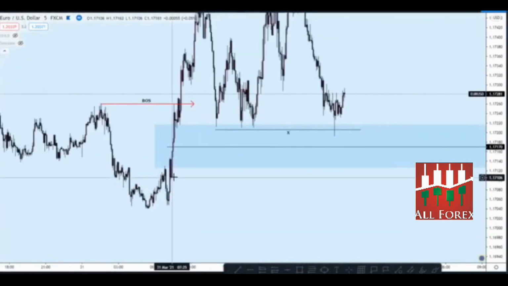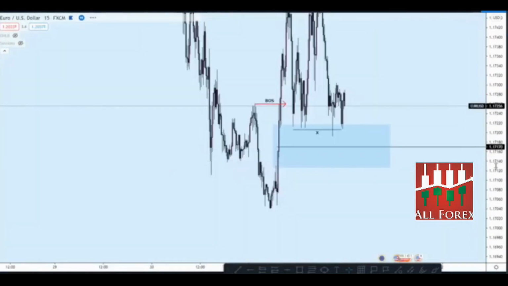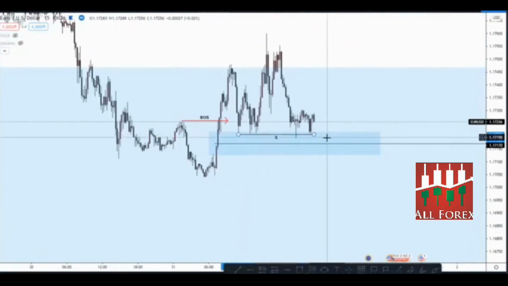So equal lows above and below a higher time frame point of interest is really, really important. And not only that, on the 5-minute, look at this really clean OB. Well, that's besides the point. So at this point, all we're doing is waiting for price to purge the equal lows.